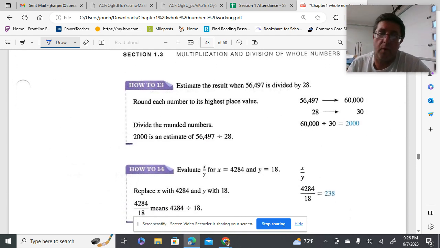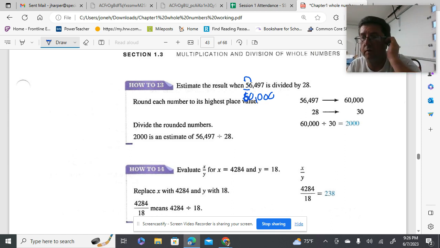Okay. Round each number to its highest place value. So we would take 5. We would look at the number to the right, which would be 6. So we do 5, 0, 0, 0, 0. Oh, no, wait. That was rounding up. So it should be 60,000. My mistake.